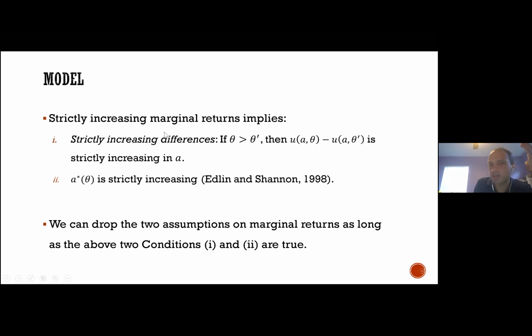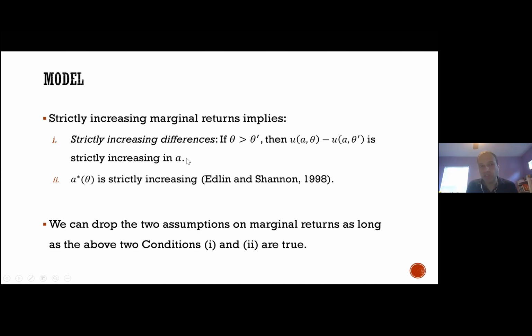Strictly increasing marginal returns implies strictly increasing differences. That's something pretty standard in the literature, which says that if you take any two types, theta greater than theta prime, then the utility difference for these types is strictly increasing in the agent's action. So U of A, theta minus U of A, theta prime is strictly increasing in A. That is strictly increasing differences, and it's an implication of strictly increasing marginal returns.